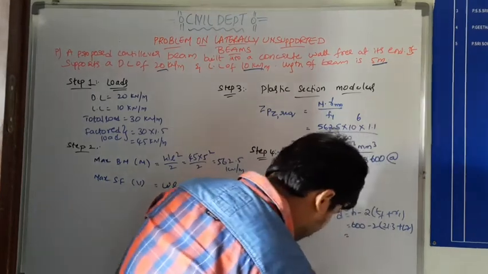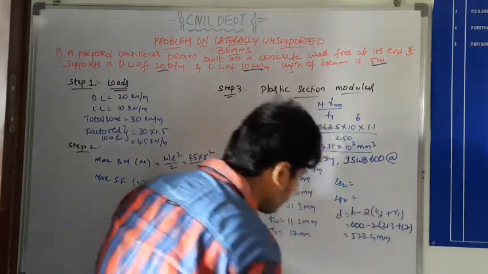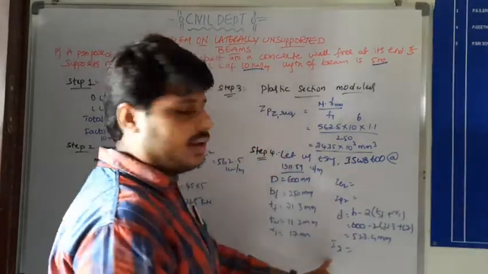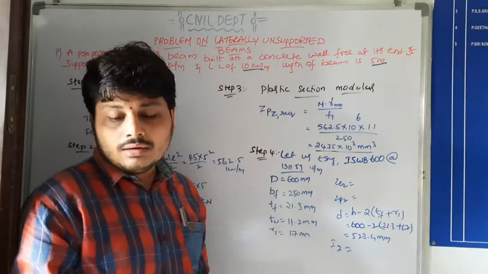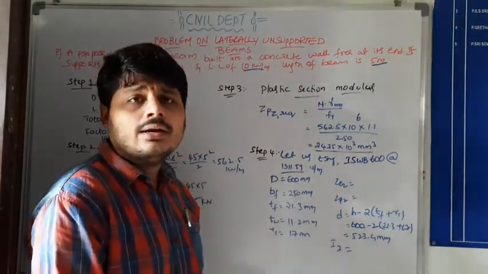So we will get the value of 523.4 mm. This is the D value, and the maximum moment of inertia, the IZ value. These values are in the code book and the table book also.